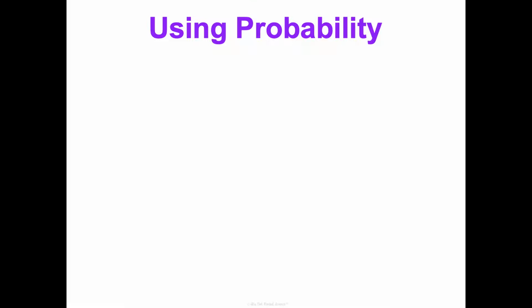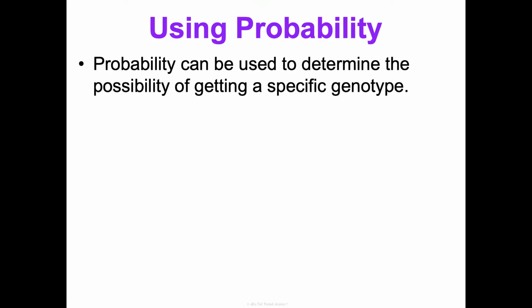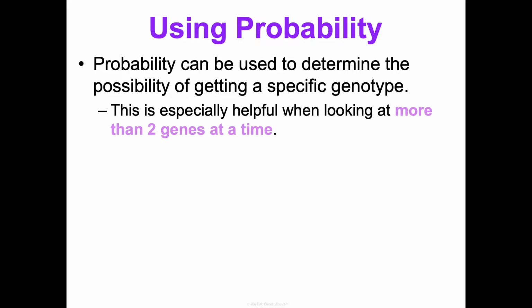Okay, this last thing I'm just wanting to cover with my honors students. So if you're not in the honors class, don't worry about this. But if you're in honors, I want you to know that we can use the rules of probability, throw it back to math class, to determine the possibility of getting a specific genotype, and thus also then a specific phenotype. So I find this especially helpful if you're looking at more than 2 genes at a time, because then your Punnett square would just be massive and it would not be doable. So a Punnett square is useful for 1 or 2 at the same time, but any more than that, you're going to have to use probability.